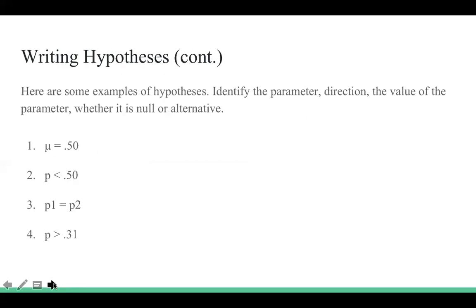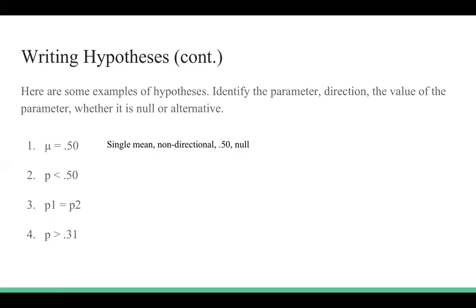Here are some examples of writing your hypotheses. We're going to walk through it, identifying the parameter, the direction, the value of the parameter, and whether it's null or alternative. Here is an example of a null hypothesis because we have an equal sign. It is a single mean because we're using mu. It's non-directional because we're not using greater than or less than symbols. And 0.50 is our value of the parameter, since that is the hypothesized number.